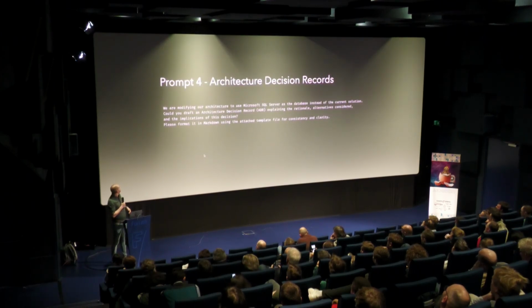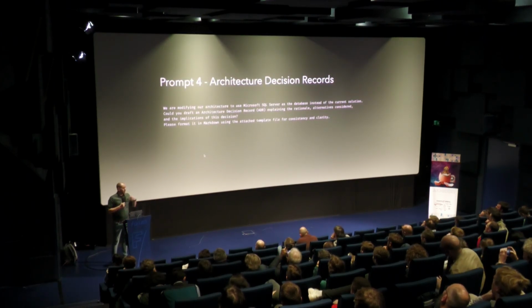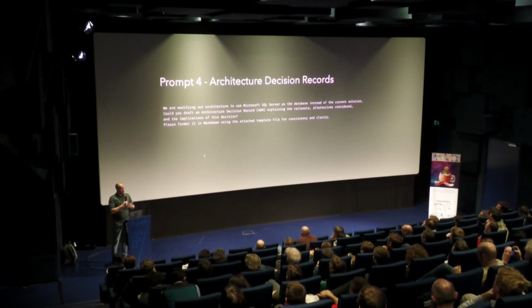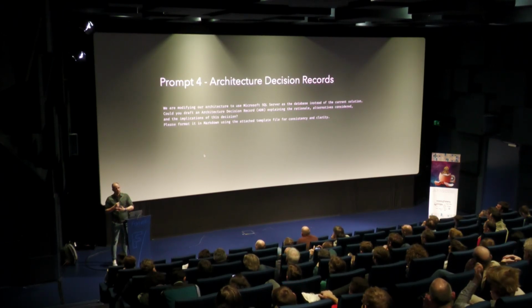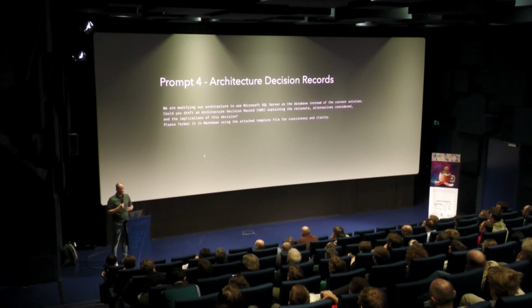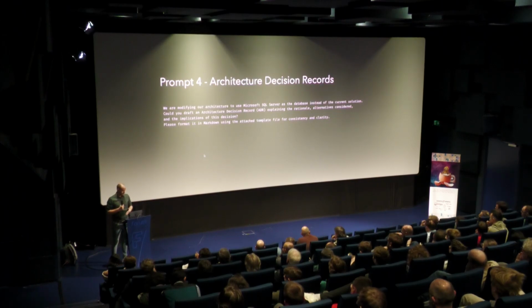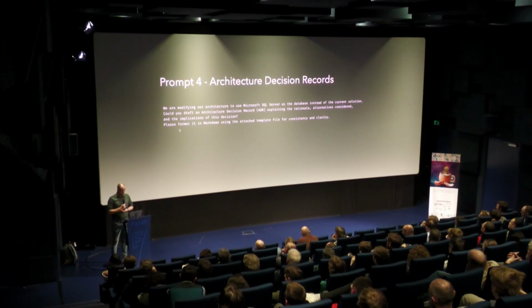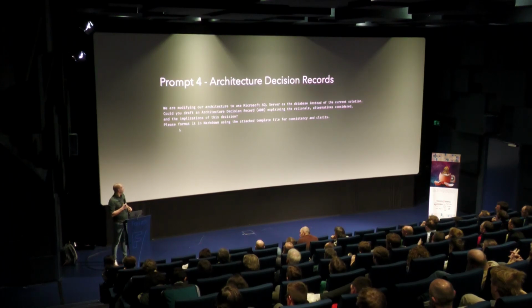Let's have a little look at this. You have done your architecture work. You're moving on to somewhere in the development stage. Your PostgreSQL database isn't fulfilling what you want to do, so you need to change to a different database. Well, we are modifying our architecture to use Microsoft SQL Server as the database instead of the current solution. Could you draft an architecture decision record explaining the rationale, alternatives considered, and the implications of this decision?